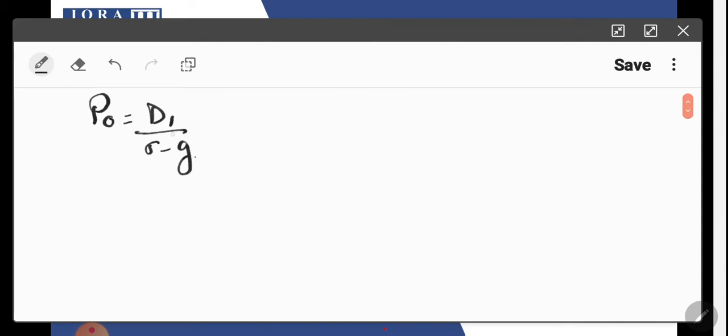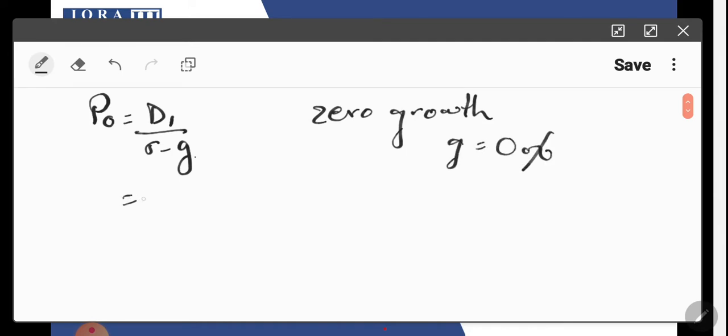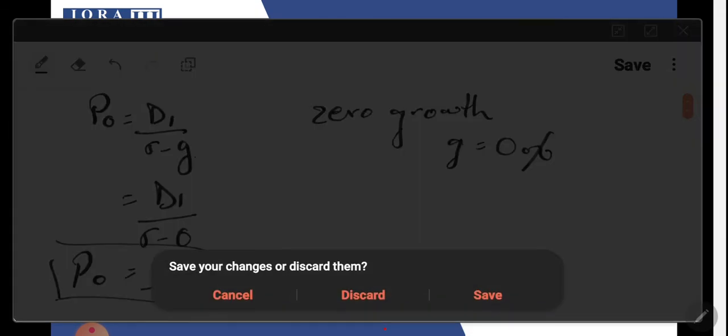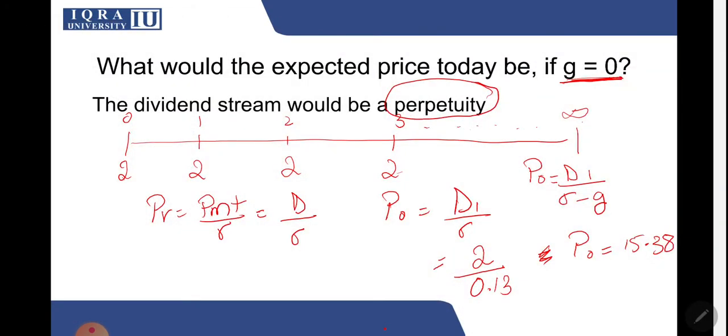In case of constant growth, where the dividend is growing at a constant rate. Now in zero growth, the growth rate is 0%. This is actually the same formula, it's not different. R minus 0 will become D1 over R. So over here, this is the price of the stock.